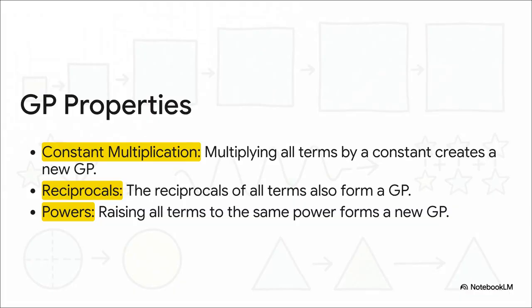For example, did you know that if you multiply every single term in a GP by the same number, the new sequence is also a GP? It's true, and the same thing happens if you take the reciprocal of every term, or if you raise every term to the same power. Keep these in your back pocket because they can help you see a solution way faster.